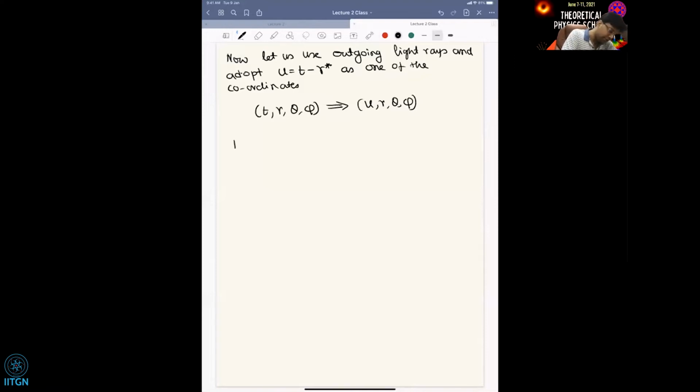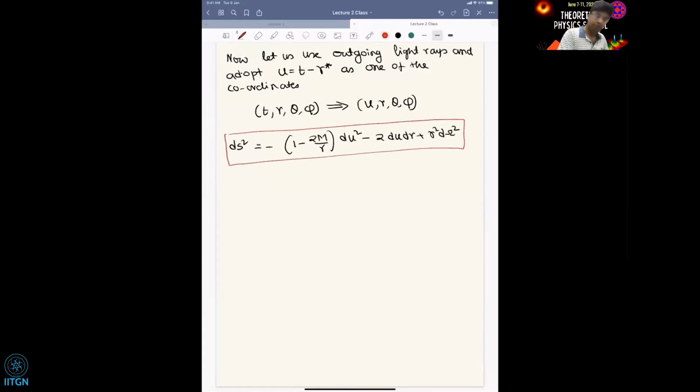And you can immediately check how the metric looks in this coordinate system. Let me write down the metric. Remember, there is a crucial minus sign between t and r in the definition of u, whereas v is defined as t plus r star, u is defined as t minus r star. And that minus sign changes the metric a little bit in this coordinate system. It ultimately looks like minus 2 du dr plus r squared d omega squared. So this is what the metric looks like in this coordinate system.